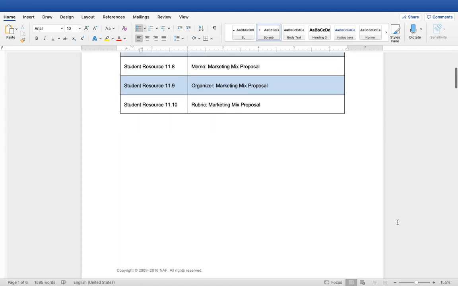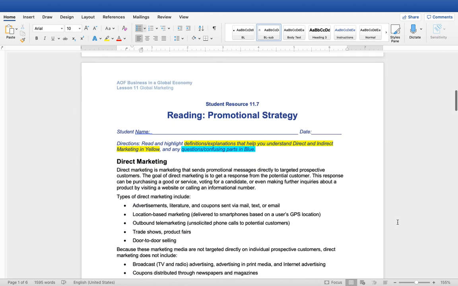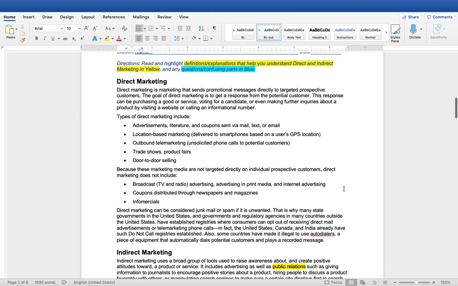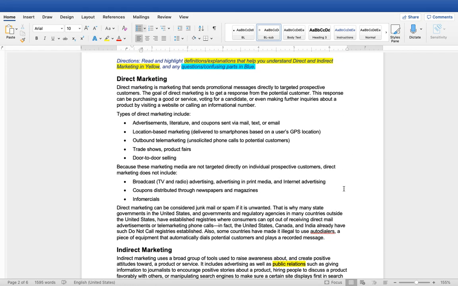All right, so let's go through it real quick. So the first student resource is the reading promotional strategy. In this reading, you will learn about direct marketing and indirect marketing. So the 2 different types of marketing and what are some examples of direct marketing strategies versus indirect marketing strategies.